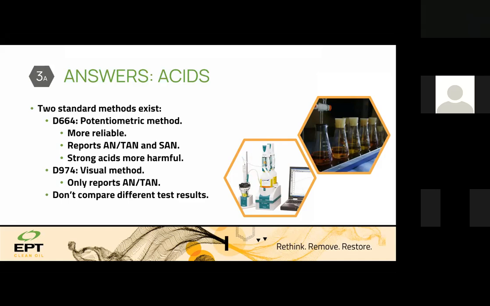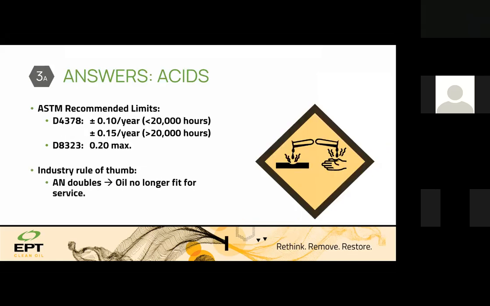Thank you. So ASTM D4378 gives some recommendations for a new oil, or let's say oil that is not aged. There are recommendations for change of acid number. A change of 0.1 per year in acid number is considered to be the limit. If you have more, then you need to be worried that the acidity is high in your lubricant.